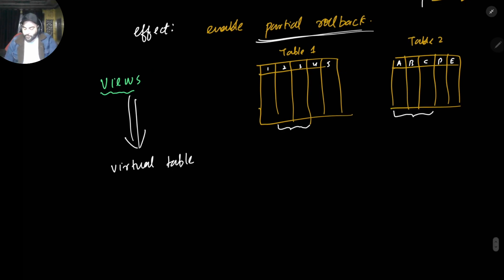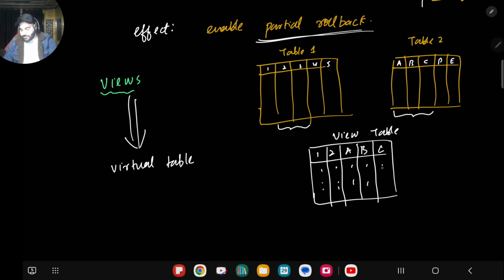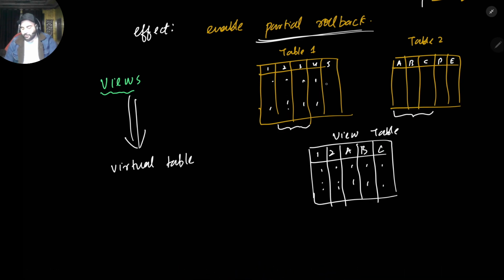So we will create a table which has this. Let's call it a view table. What will be there is this 1, 2, A, B and C, and the data corresponding to these things, whatever the data was in here. You know that this was not a table we created. These were the real tables, the real relations that we created when we were creating the database.